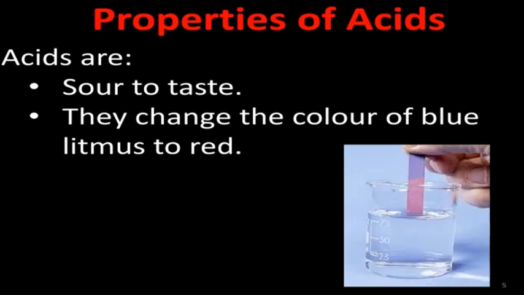Also, the taste of acids is sour. For example, lemon juice is sour to taste. Tamarind is sour to taste. They have acids in them and that is why the taste is sour. Also, acids change the color of blue litmus paper to red. Whenever you dip a blue litmus paper in acid, the color will change to red. So blue litmus paper turns red for acids.